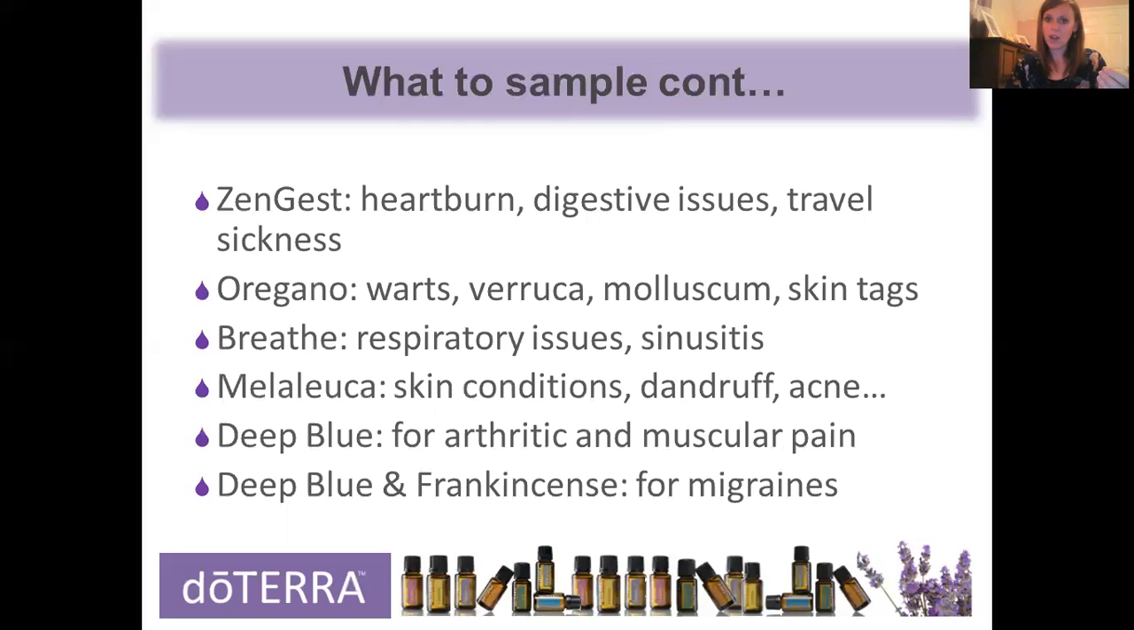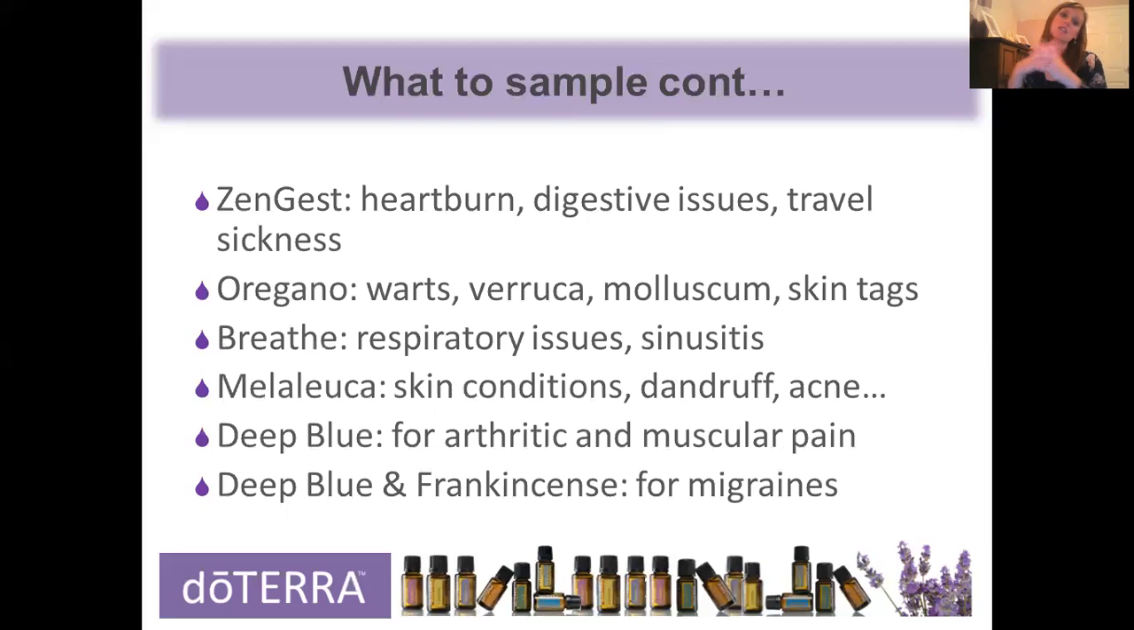But with oregano, I just gave a sample of oregano to the mums, and it would go within 2 weeks. I think the longest one was 6 weeks. So you might have to give them another sample, but at least with one sample, they'll see them start to go. They will start clearing up really very quickly. So it's very effective for that.